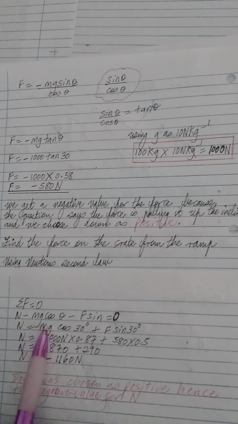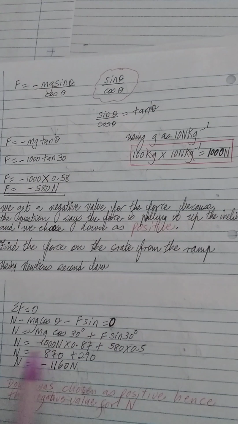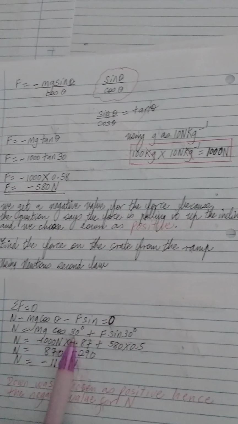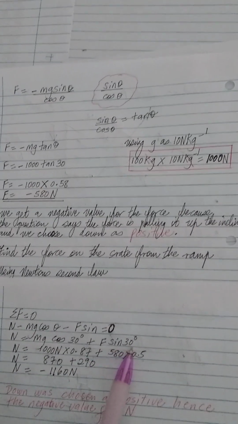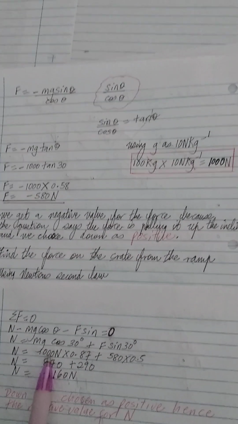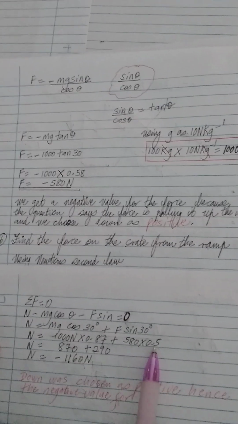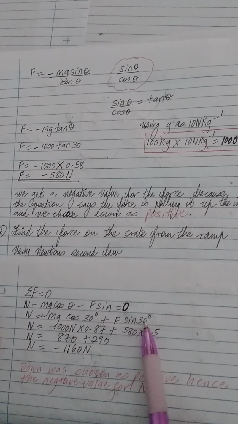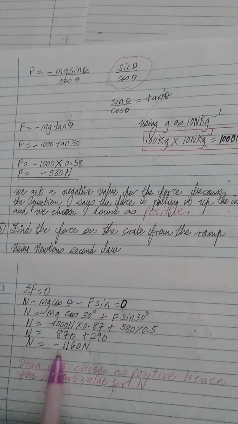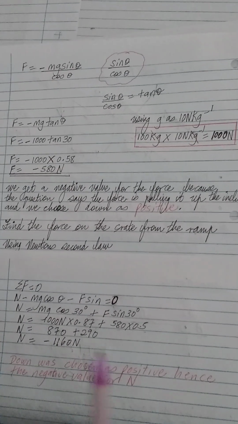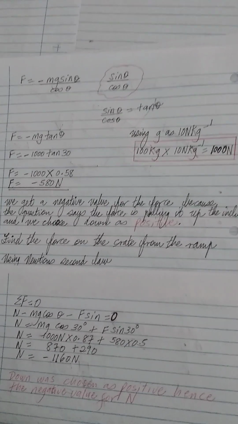We're trying to get the normal force. So we have N minus mg cos theta minus F sine theta equals 0. And we have N equal to mg cos 30 degrees, substituting the 30 for theta, plus F sine 30 degrees. N equals 1000 newtons times 0.87, which is the cos of 30, plus 580 times 0.5. The 0.5 is the sine of 30. So N is equal to 870 plus 290. And the final answer is N equal to minus 1160 newtons. The minus again is because down was chosen to be positive, so we get a negative value for N.